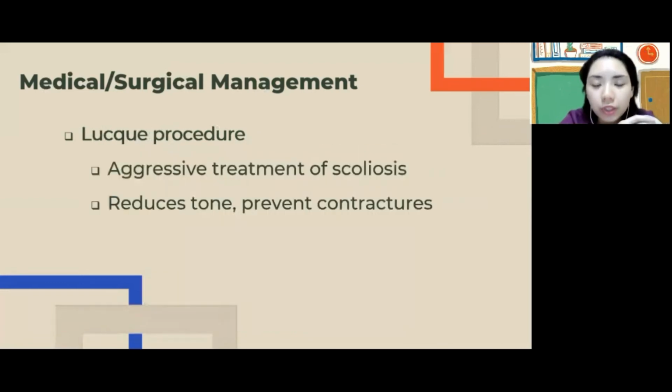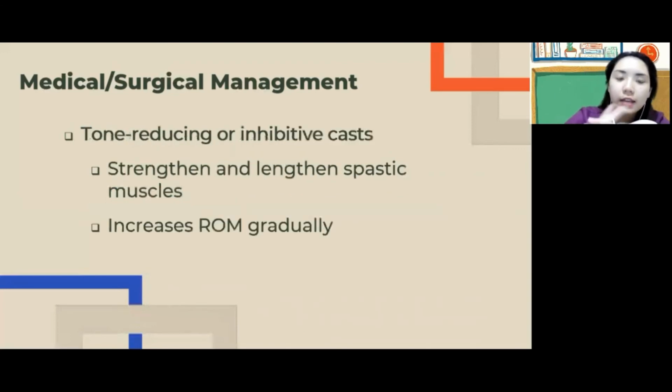And then we have the Luke procedure. This is used in aggressive treatment of scoliosis, and it reduces tone and prevents contractures. It helps in the stabilization or positioning, and also improves and increases functional activity. Next, we have tone reducing or inhibitive casts. This strengthens and lengthens spastic muscles and also increases range of motion gradually. It also helps in the stabilization or position, and often improves and increases functional muscle activity.